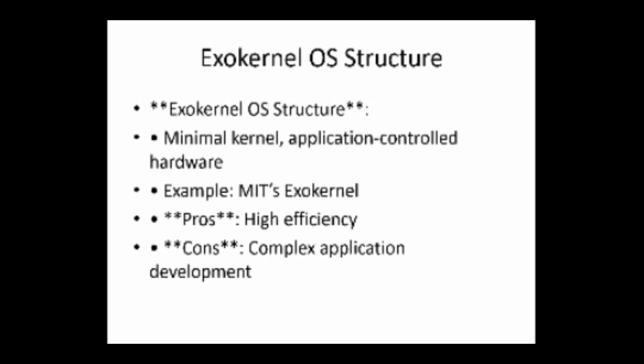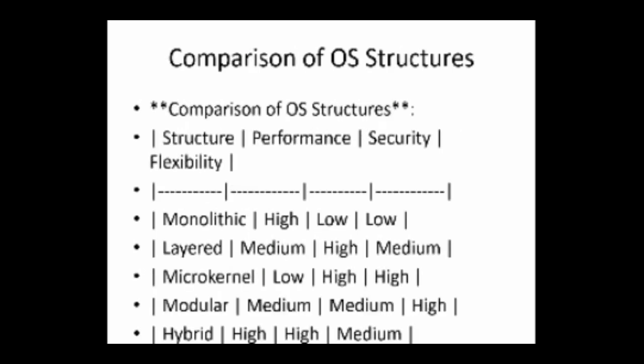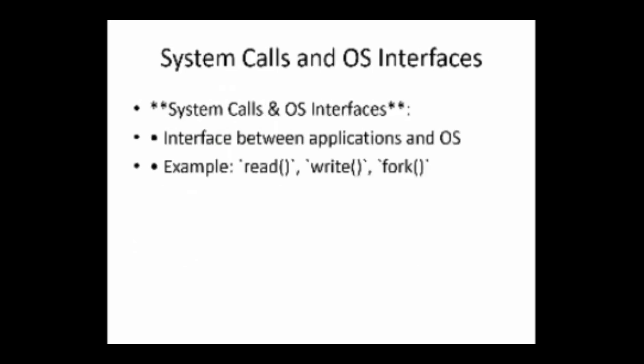Next, exokernel OS structure. The exokernel OS structure refers to a minimal kernel, with application-controlled software and hardware. Example, MIT's exokernel. The pros are high efficiency and the cons are complexity for application developers. The kernel utilization is minimum in the exokernel OS structure. The application can control the hardware. Next, the comparison of OS structures. Here is the comparison. You can see the structures, performance, security, and flexibility.